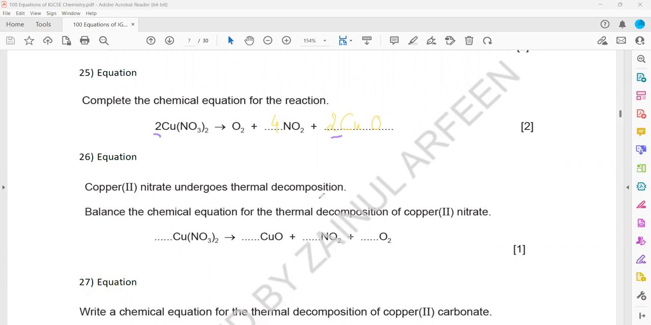The next equation is a similar equation. Copper nitrate undergoes thermal decomposition. You have to balance this equation. This is the same equation. When 2 molecules of copper nitrate are heated, it will give 2 molecules of copper oxide, 4 molecules of nitrogen dioxide, plus oxygen will be there. So you can write 1 here.